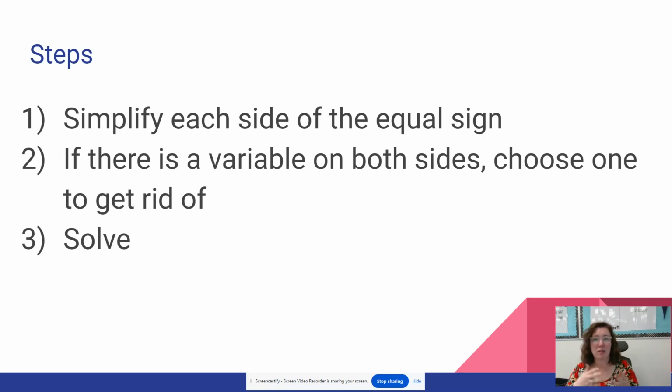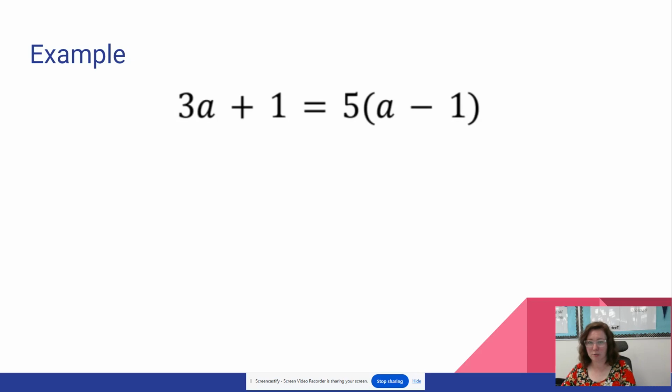I've just noticed it makes things easier for me. Then the last step, you're now only going to have a two-step equation left, so you just solve it. Solve that two-step equation. Then these are examples from the notebook.